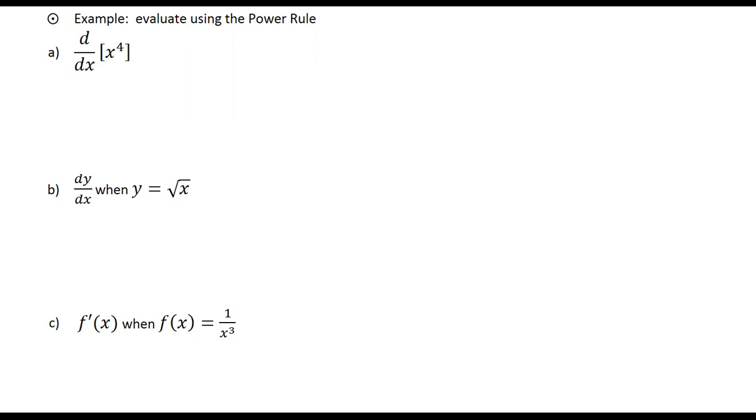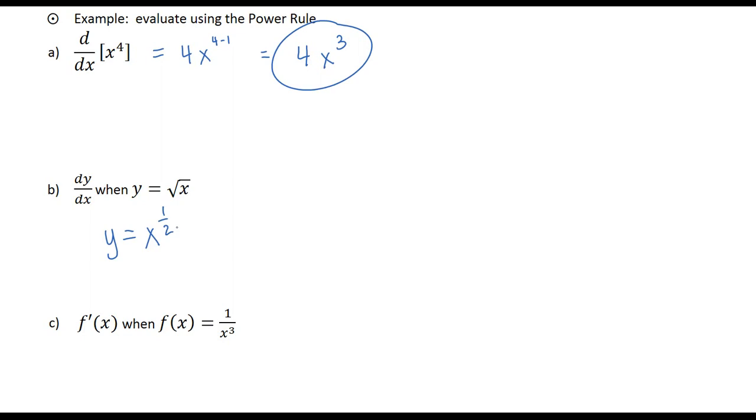So we've got the derivative with respect to x of x to the fourth. So this is going to be 4 times x to the 4 minus 1 power, or 4x cubed. Very simple. So that is the answer there. Now let's take a look at this one. We've got dy over dx. We're trying to find dy over dx when y equals the square root of x. And remember, all these notations mean the same thing. So another way that we could write the square root of x is as x to the 1/2 power. So this is a power rule in disguise.